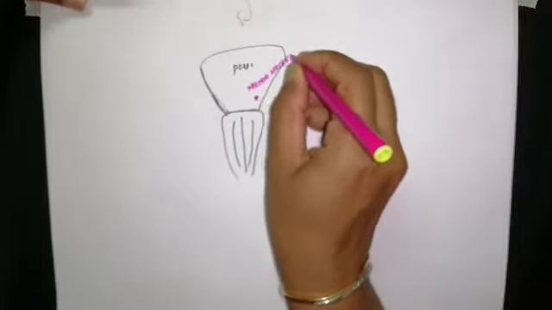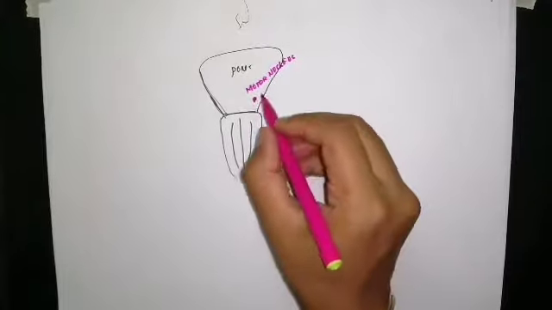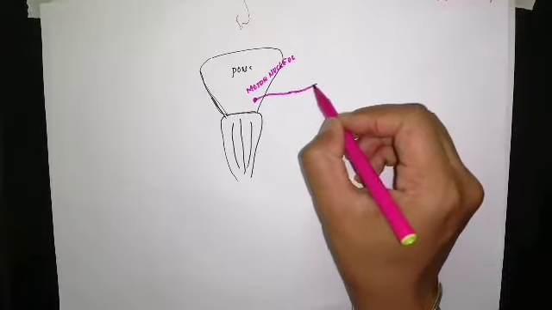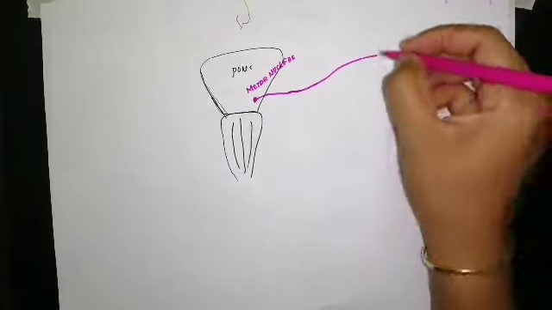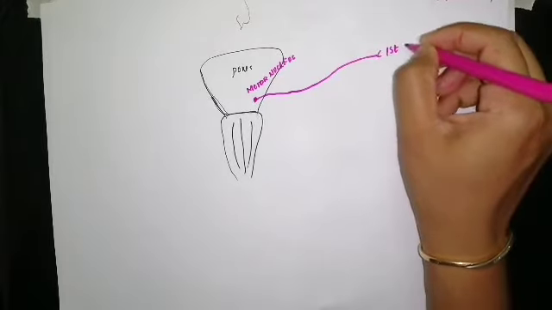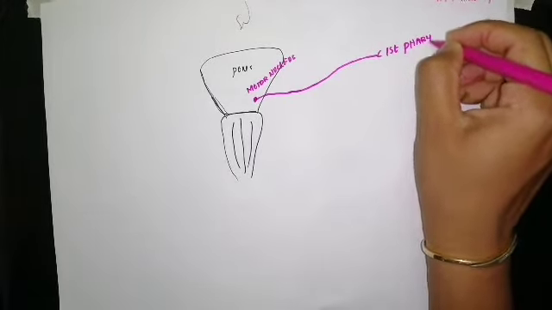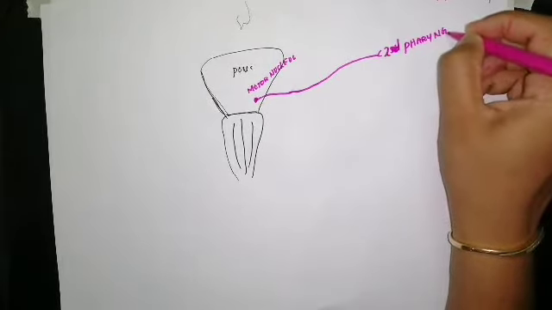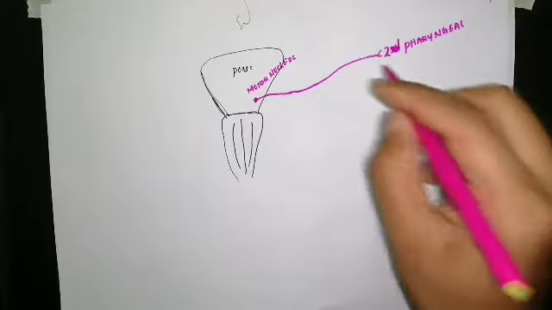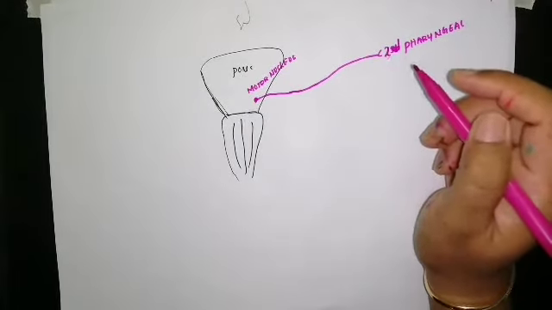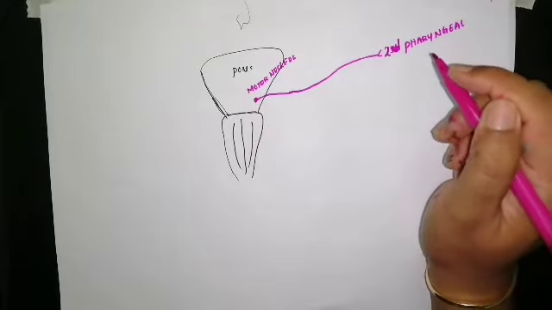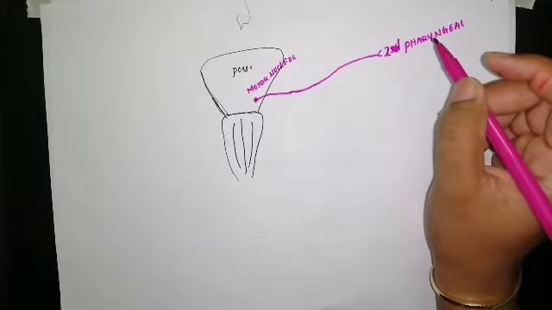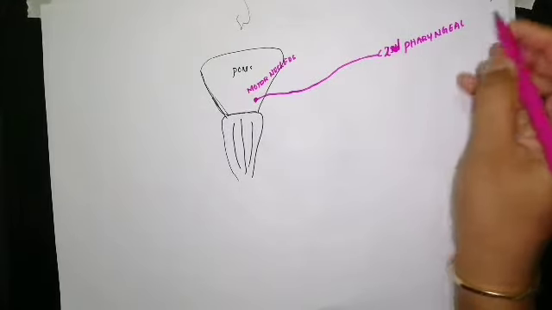From the motor nucleus, we know that the motor root arises. These motor fibers innervate a group of muscles which are derived from the second pharyngeal arch. Second pharyngeal arch muscles are innervated by the motor root of the facial nerve. So, the facial nerve is known as the nerve of the second pharyngeal arch.